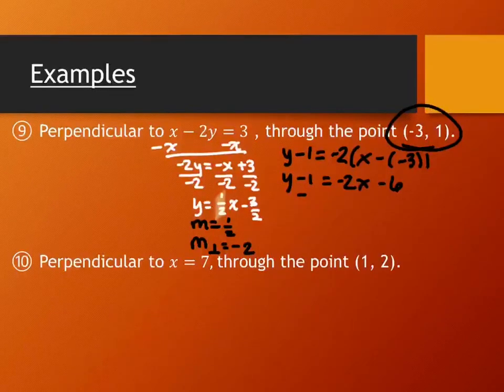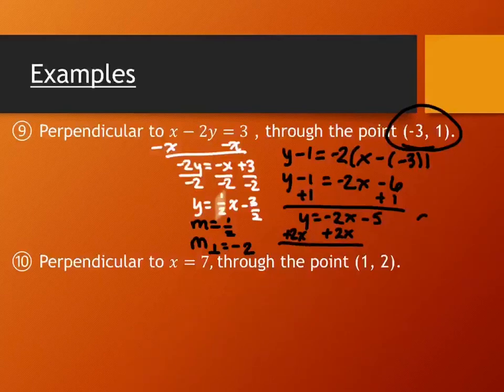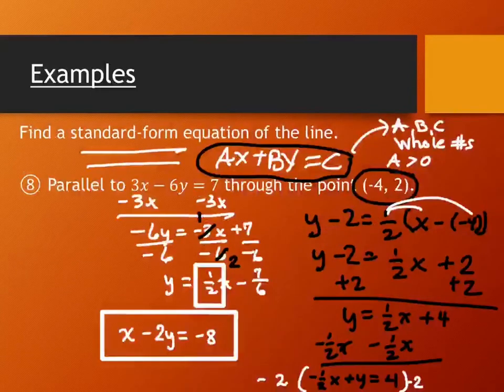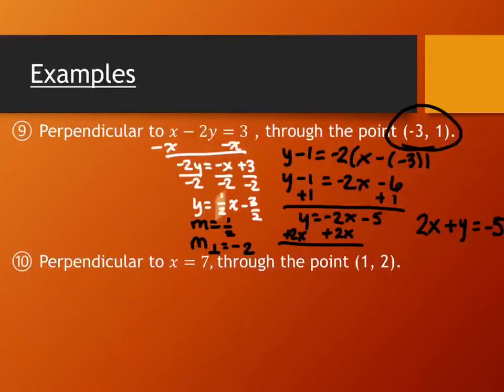I'm going to move the constant to the right, so I'll add 1. So this is y equals negative 2x minus 5. And then my x is supposed to be on the left, so I'll add the 2x to the left, and I end up with 2x plus y equals negative 5. And this is actually in the standard form that we were asked to put it in. The a value is positive, and a, b, and c are all whole numbers. So we're stopped at that point.